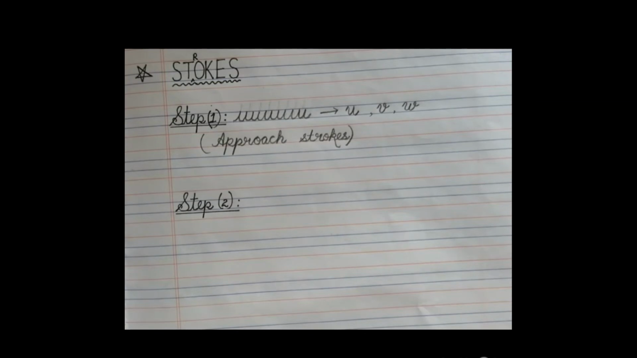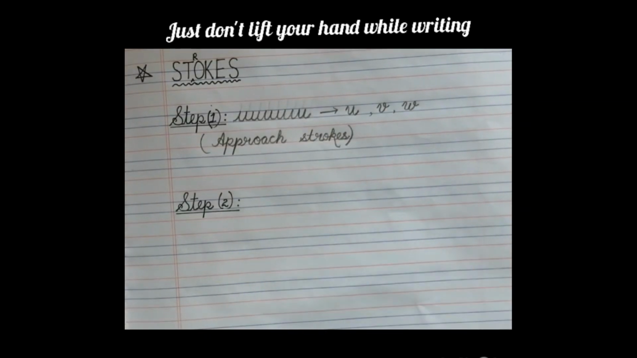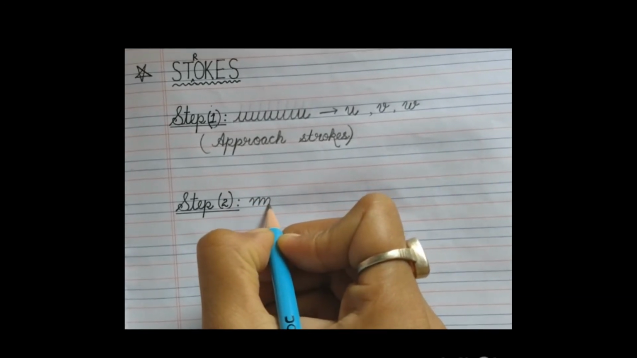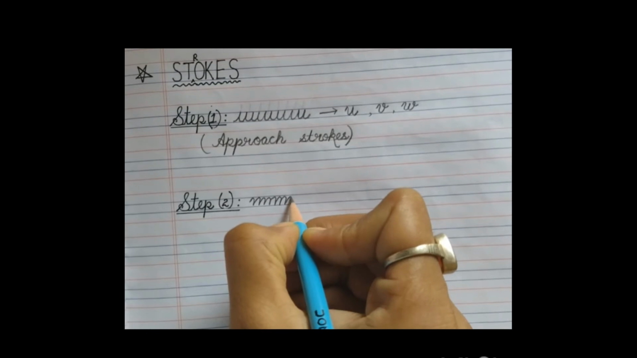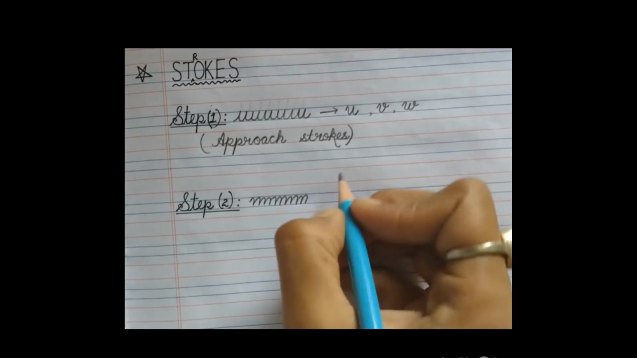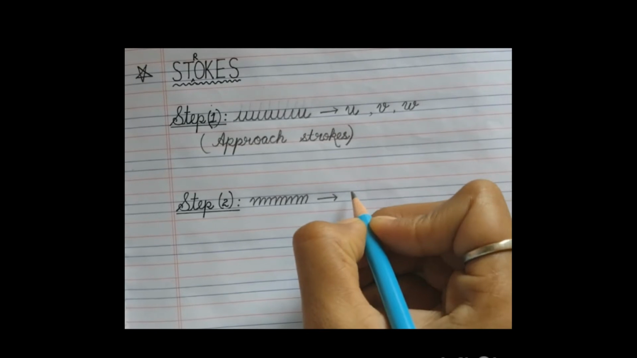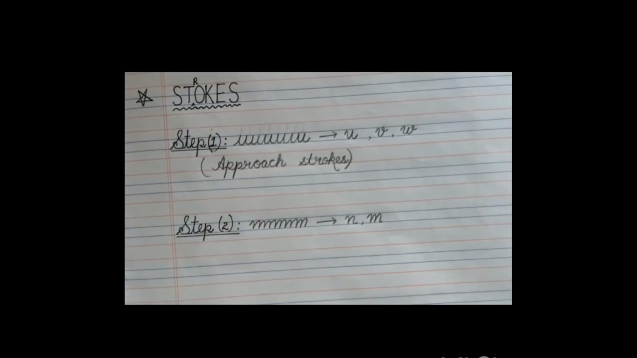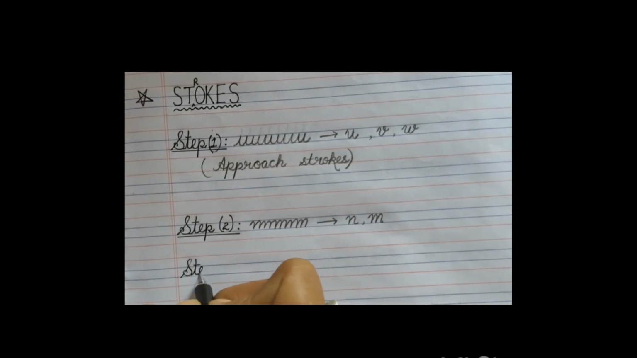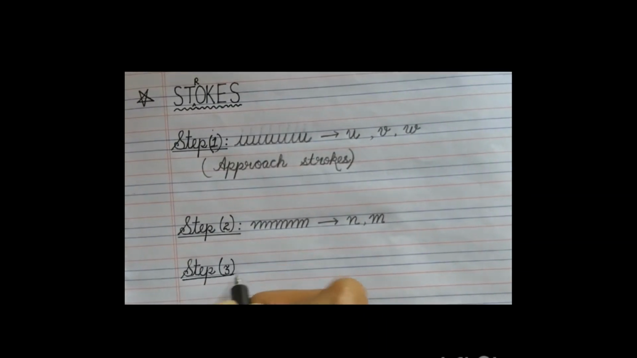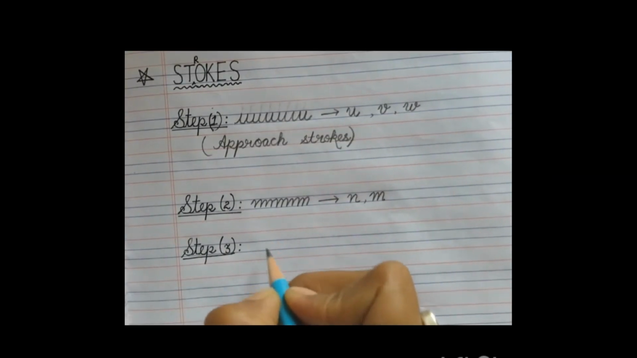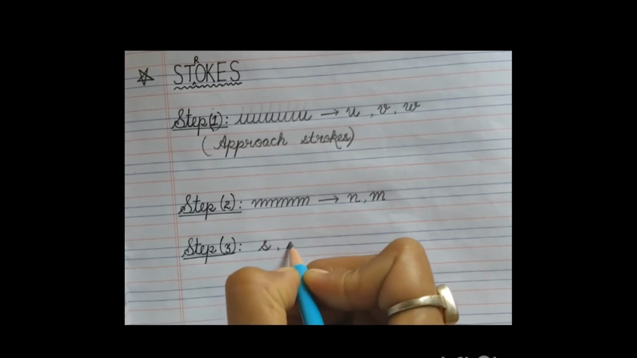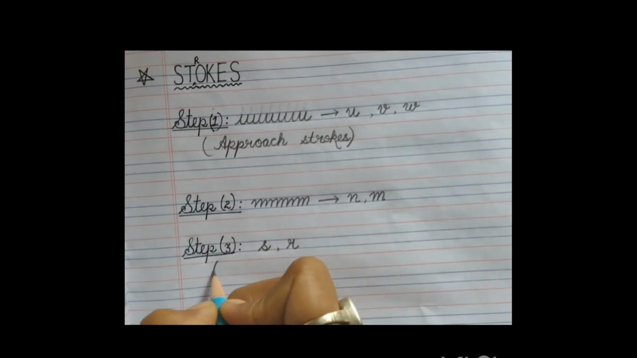Step 2 is just we have to start from up to down, just straight. Using this stroke, we can write N, M. And step 3 is slanting strokes. Using this, we can write S, R. These are slanting strokes.